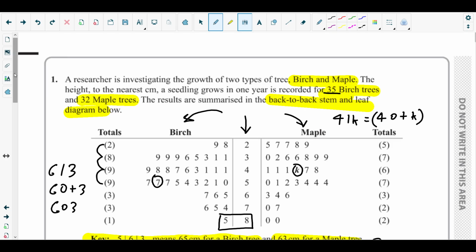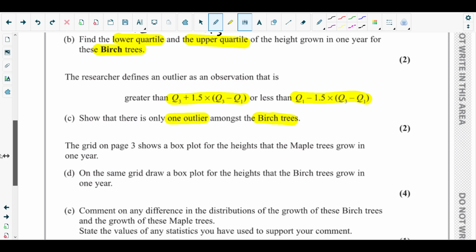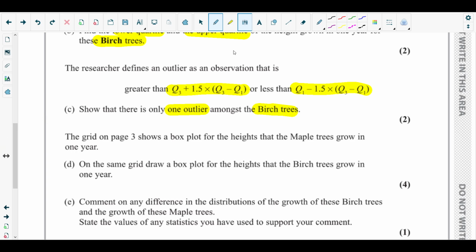Okay, next is part D. What have they asked in part D? The grid on page 3 shows a box plot for the heights that the maple trees grow in 1 year. So part D asks us to draw a box plot for the heights that the birch trees grow in 1 year.